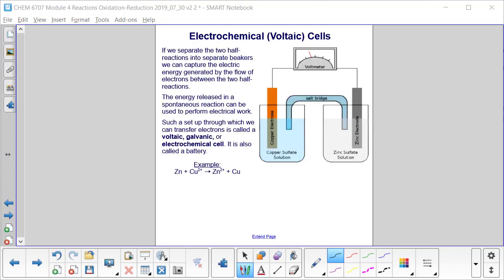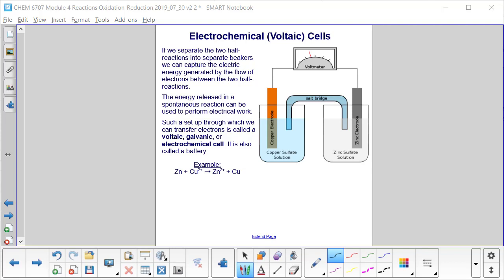Let's talk now about what we might see in a lab when performing a redox reaction inside of an electrochemical or voltaic cell. If we separate the 2 half reactions into separate beakers, we can capture the electric energy generated by the flow of electrons between the 2 half reactions. Remember that these reactions don't occur in isolation. If electrons are lost by one species, they are gained by the other. The energy released in a spontaneous reaction can be used to perform electrical work. Such a setup through which we can transfer electrons is called a voltaic, galvanic, or electrochemical cell. It is also called a battery.